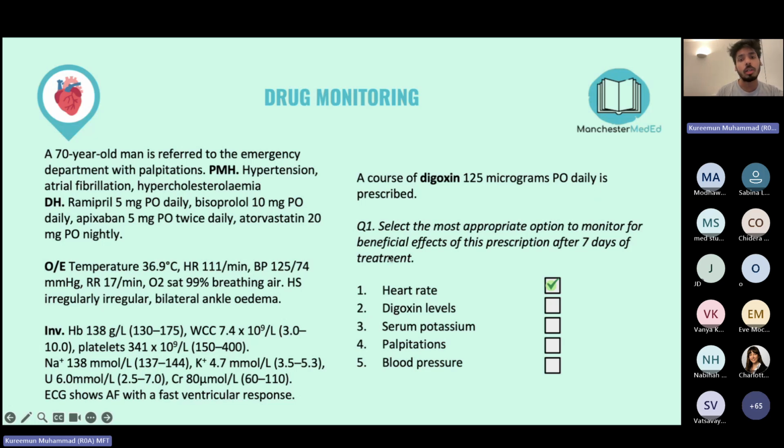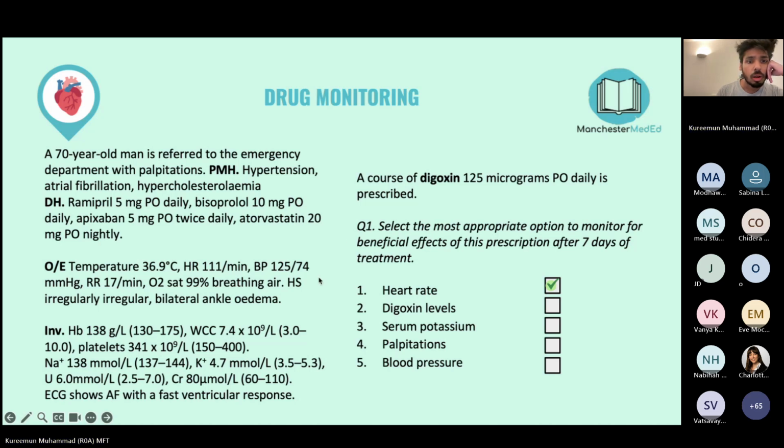If we go for the other one, I know many of you have said digoxin levels. We don't actually check digoxin levels routinely. Unless we suspect they have digoxin toxicity, that's when we check digoxin levels. It's not done to check whether they are in the therapeutic range. When we start someone, if we suspect they have toxicity, that's when we do it. It's not routinely required to guide the treatment.